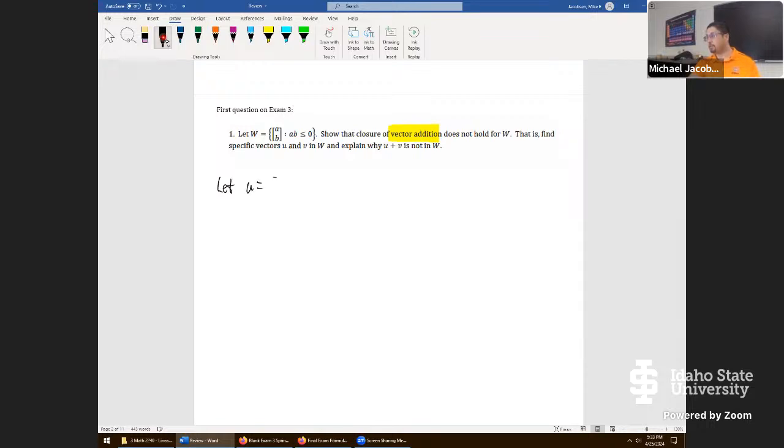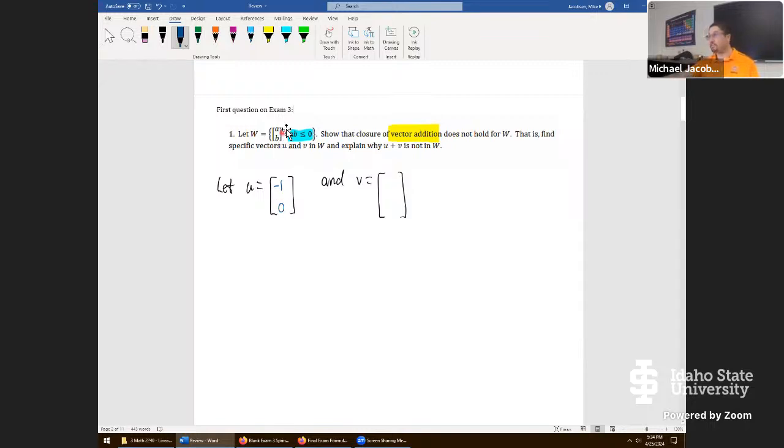Let u equal, and v equal. Before we start putting things in, we also want to take a look at what is the condition to actually being inside the set W. We have to obey this right here. So let's try and give a good counterexample. How about, I can't go (1, 1). That's not going to work, right? How about (-1, 0)? That might do the job for us.